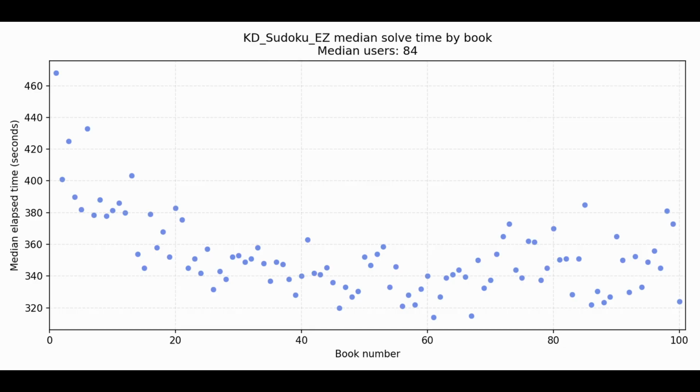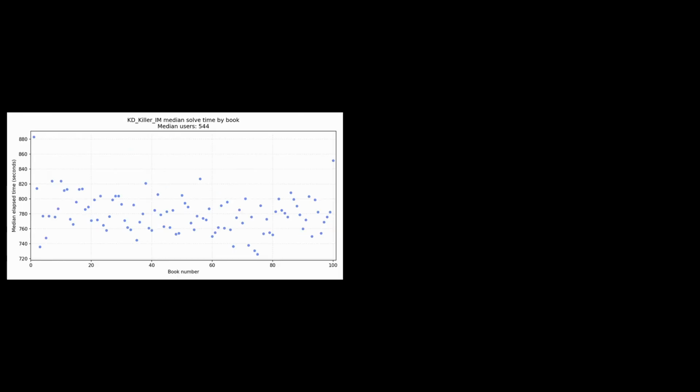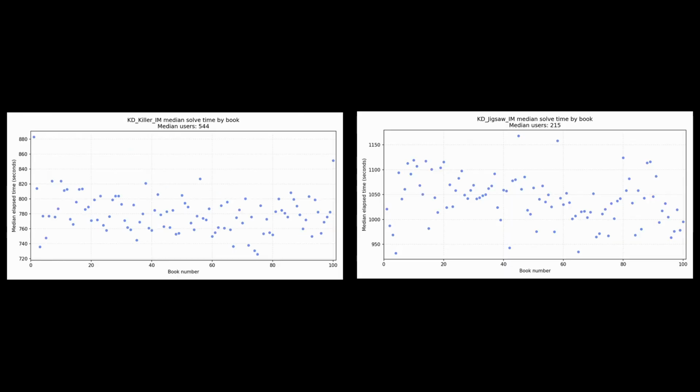A few more interesting charts. Here is easy Sudoku. Now these puzzles are not ordered by estimated difficulty. There appears to be a learning curve drop. This could be random fluctuation, but I suspect it's learning curve. Inkies, another unsorted puzzle, also has an apparent learning curve drop. Killer and Jigsaw look like they also have a drop if you squint, but it's not as apparent.